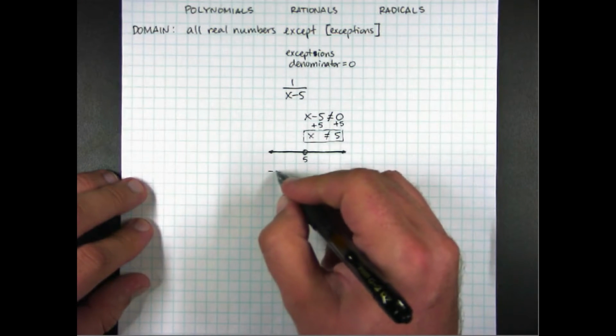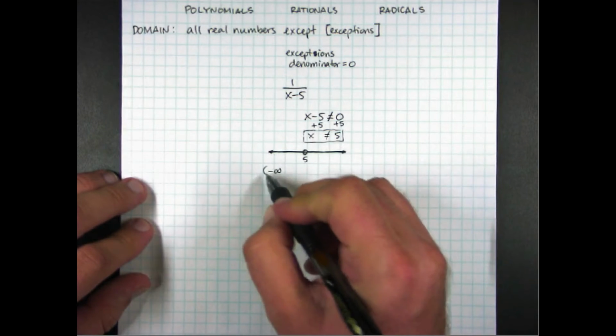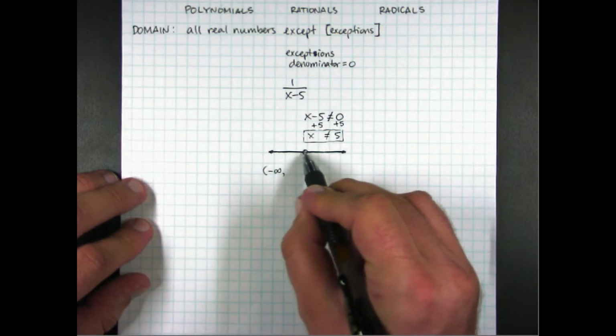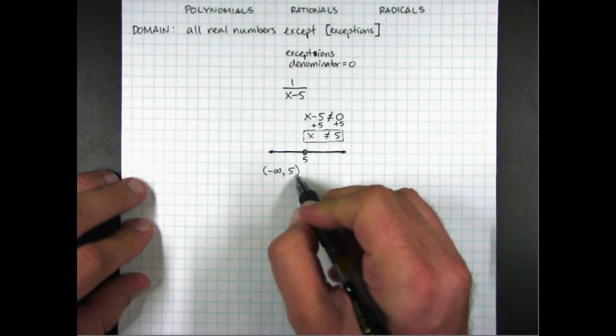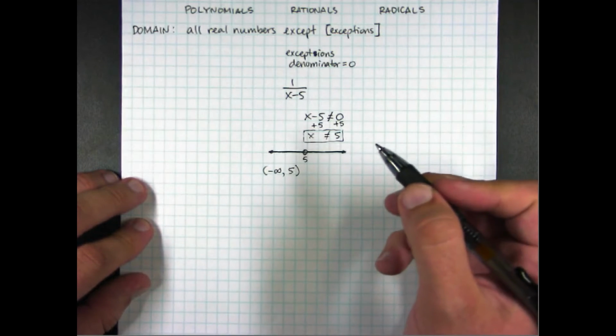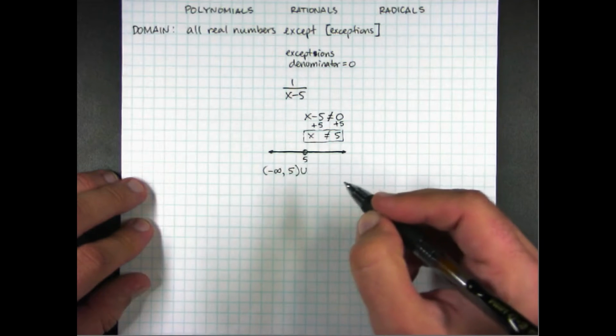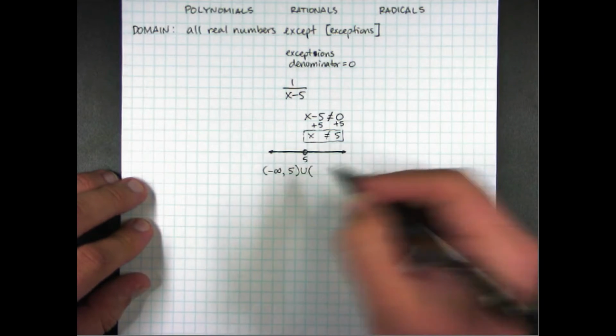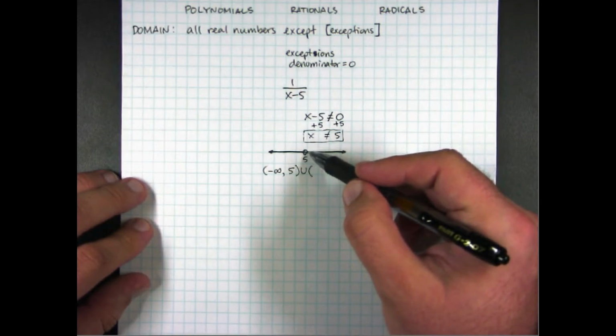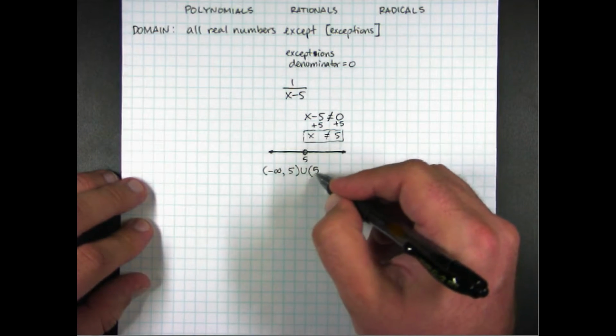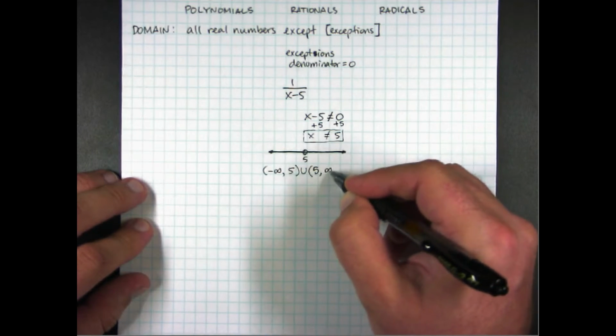So I rewrite this in interval notation. It starts at negative infinity, continues to 5, comma representing the shaded area if you think of it that way. There's a gap, so gaps are taped together with a union. And then it starts again at 5, not including the point, and continues on to infinity.